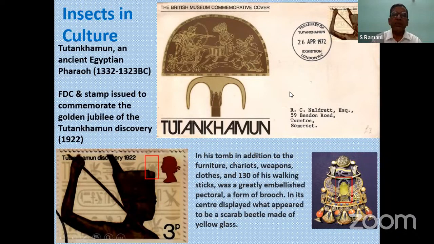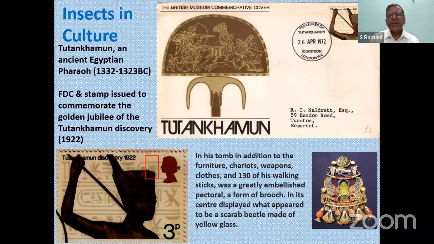In his pyramid, a large number of articles that he had used were there. One of them was this particular brooch with a beetle here. You can see the beetle here, which is featured on the stamp also. And 130 of his walking sticks were found there. And this greatly embellished pectoral in the form of a brooch was also found. So this is featured on the stamp here. And they used to actually worship this as a god.